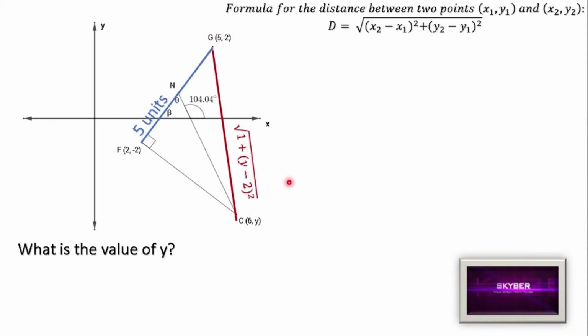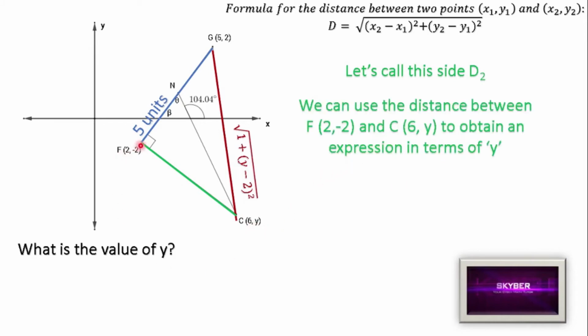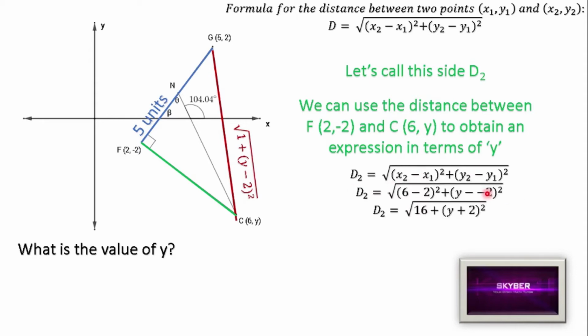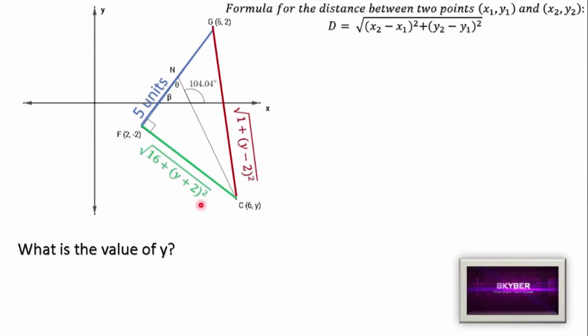Using a similar principle, if we call this side D2, we can find the distance between F and C to give us an expression in terms of y for this length here. Now again, if this is point 1 and point 2, we can substitute it into the formula here, and that gives us this expression. So now we have the length of all three sides, but these are in terms of y, so how can we use this now to help us find y?